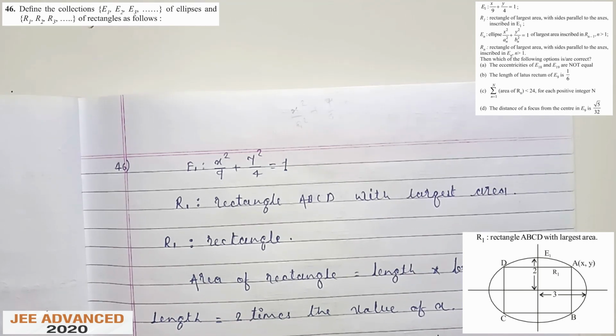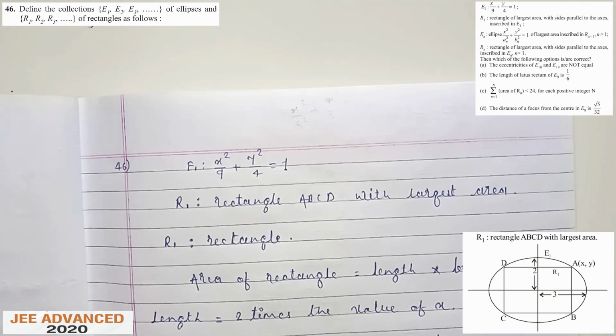Don't get confused, the length is 2 times x. Most of the students take only x, but that is not possible. The length is 2 times the value for x because there are positive and negative values. So I got the length and breadth of our rectangle.